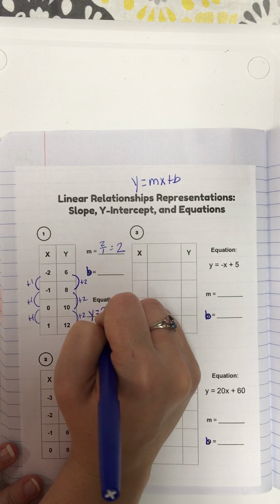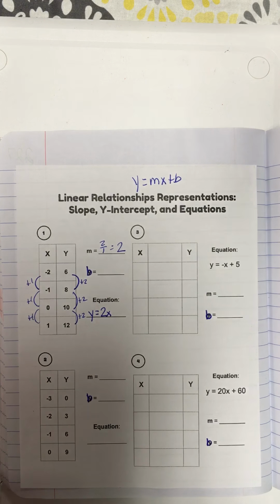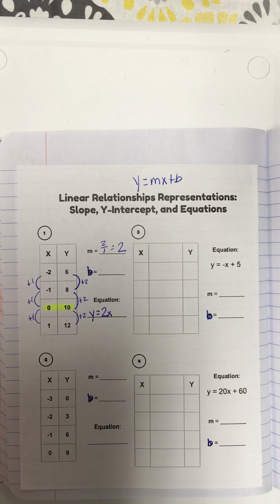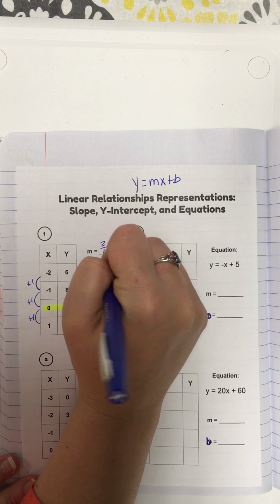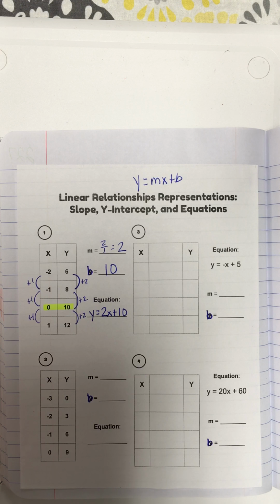Y equals 2x, and then I'm looking for my y-intercept. Remember, we talked about the y-intercept is where the x is 0. So in this case, 10. So y equals 2x plus 10 will be my equation. Okay, let's look at number 2.